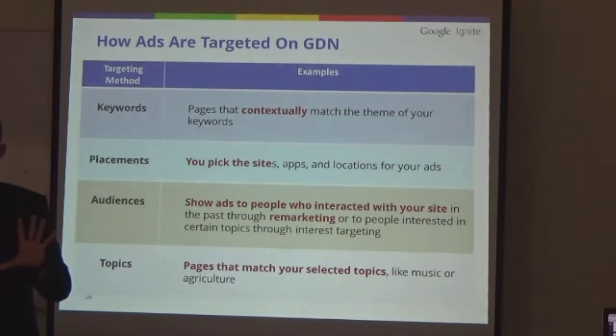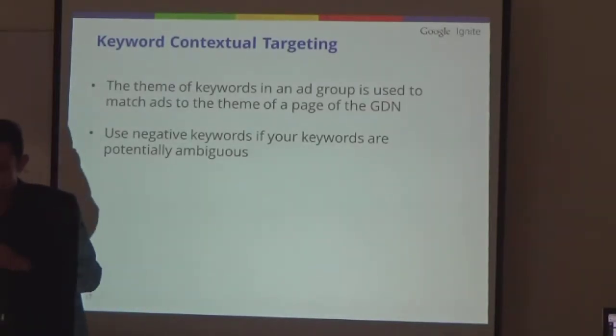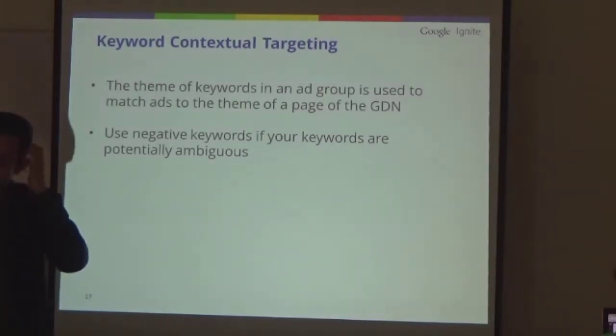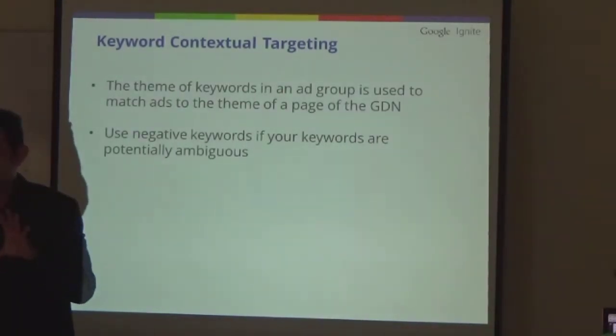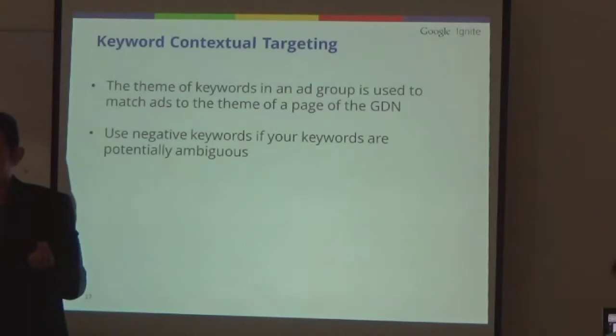So: keywords, placement, audience, and topics. I'm going to explain these in a little more detail here. First is contextual targeting. Now, we are targeting by theme. The theme of the keywords in the ad group is used to match ads to the theme of a page on the GDN.